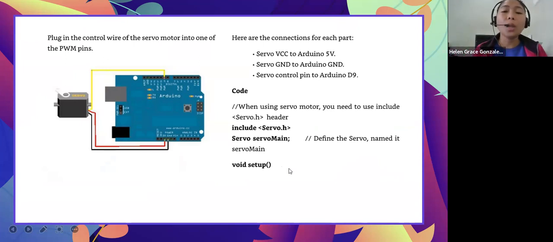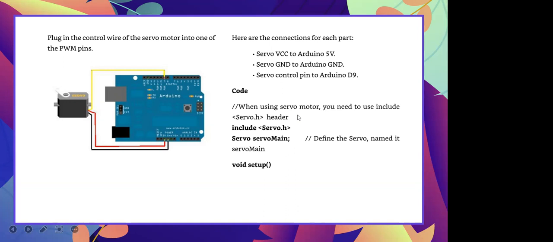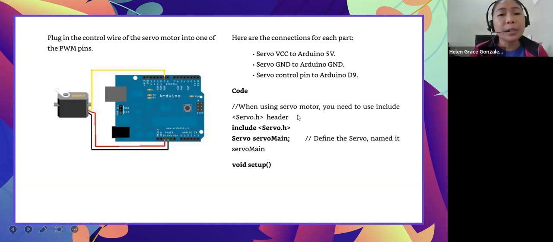Okay? So this is an example of a servo program. Why do you have to include servo.h inside your program? Basig ang uban nagprogram-program sila sa servo pero wala sila nagwonder unsa man ang servo.h. What is servo.h? That is a header. You have to include it because that is actually like a library for your program to run.